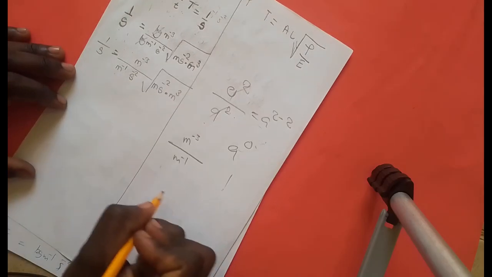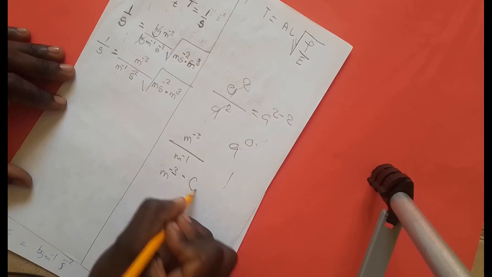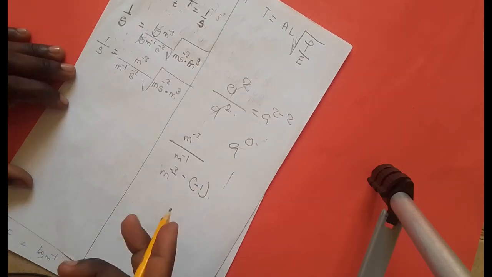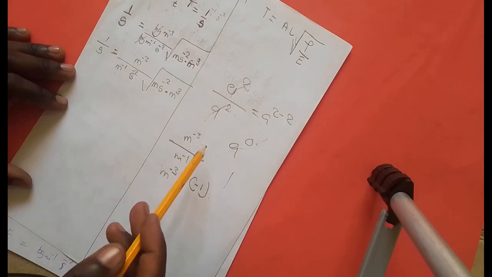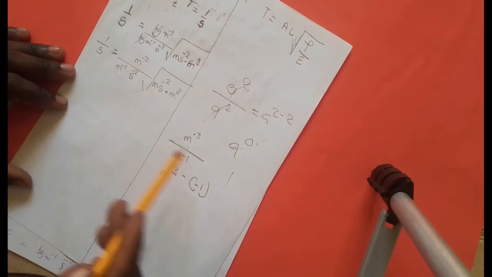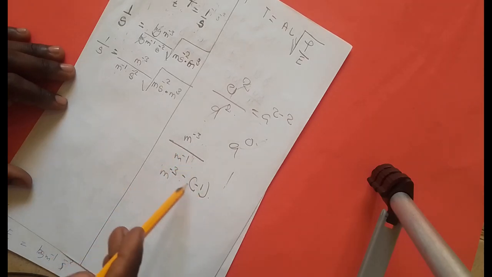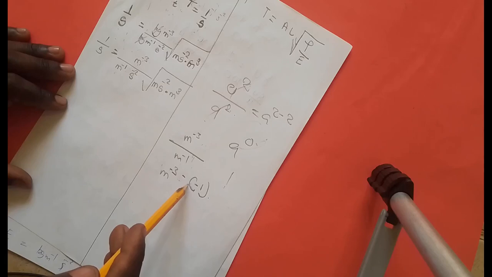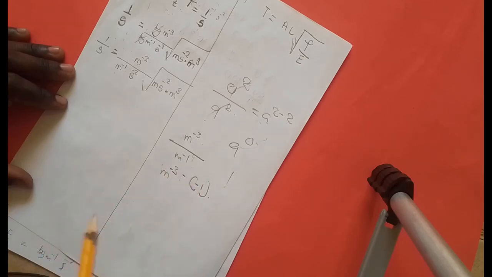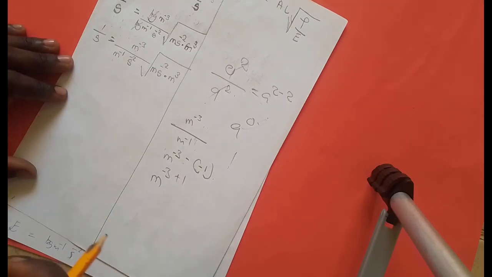Subtract the powers. Therefore, this is going to lead to m to the power negative 3 minus 1, right? We are subtracting the powers. M to the power negative 3 minus m to the power negative 1. So we are subtracting negative 3 minus negative 1. A negative multiplied by a negative will lead to a positive. Therefore, m is equal to negative 3 plus 1, like this.